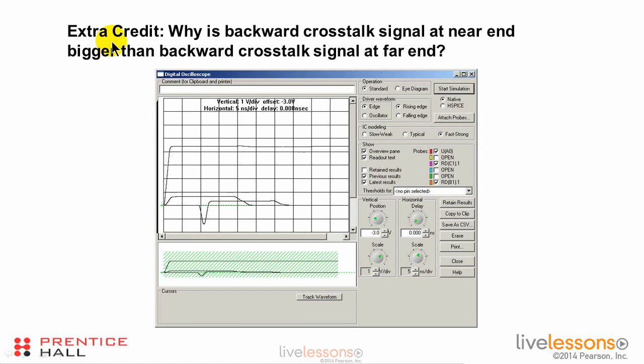Now, for extra credit, why is the backward crosstalk signal at the near end bigger than the backward crosstalk signal at the far end? Here's the backward crosstalk signal here at the near end. Here's the backward crosstalk signal at the far end. You should already know the answer to that. The answer is this backward crosstalk signal has come back here and is being reflected. And the reflection is positive in sign and 100% in magnitude. So what we are seeing at this end is the backward crosstalk signal plus its reflection. What we are seeing at the far end is the backward crosstalk signal.